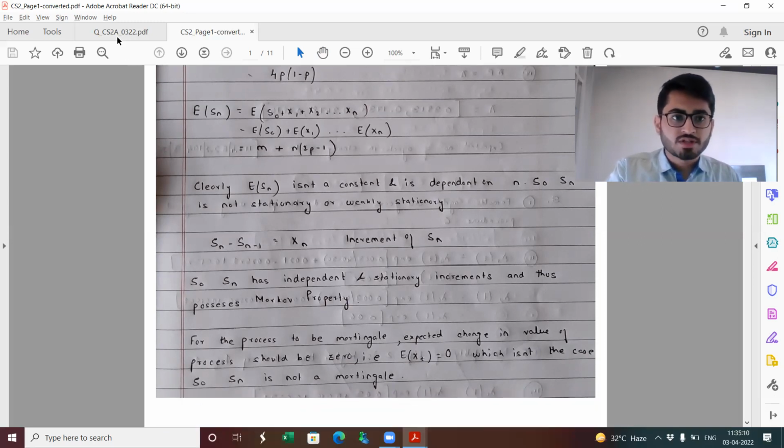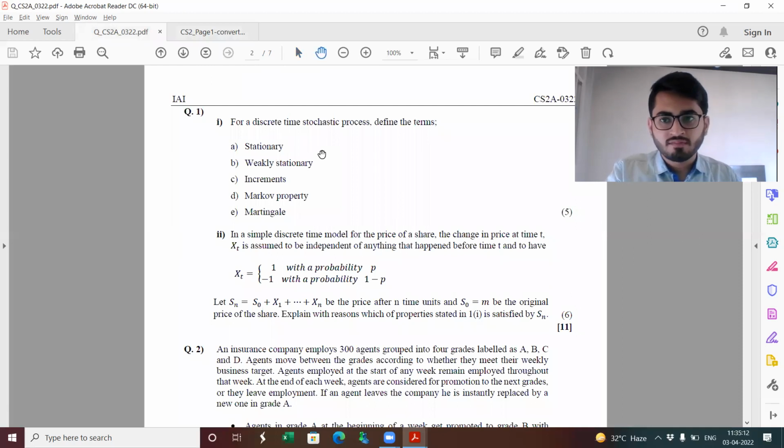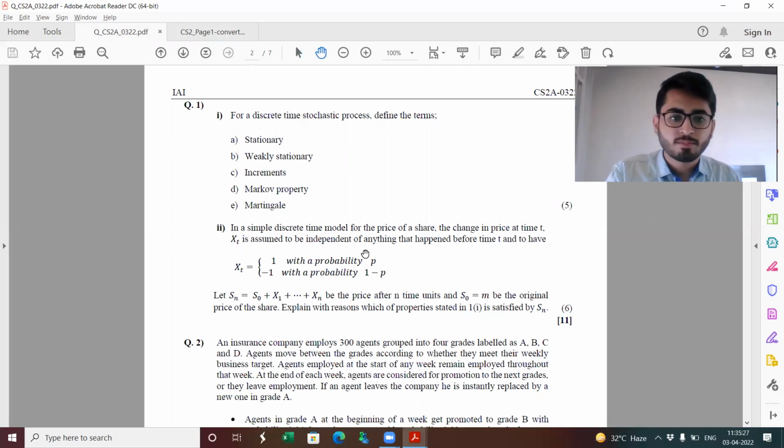So this was question 1. Again, a lot of you might have had issues, specifically those who appear for CS2 before CM2, then you might not be aware of the term martingale. So you could lose, let's say, 2 marks out of a total 11, but the rest 9, I would say, was pretty scoring.